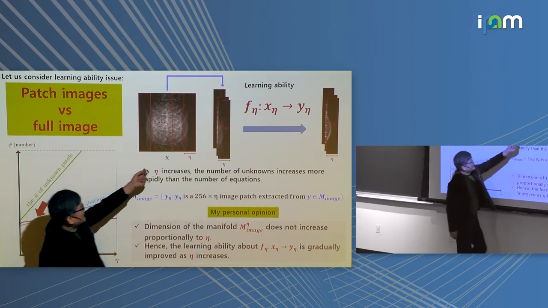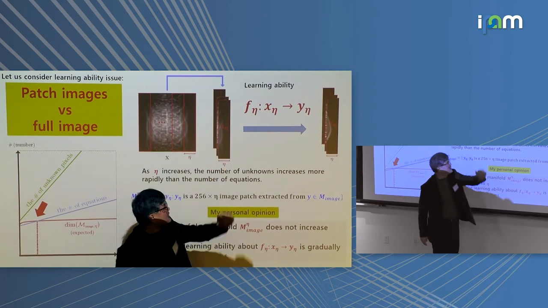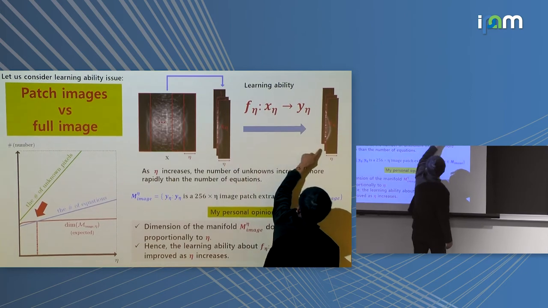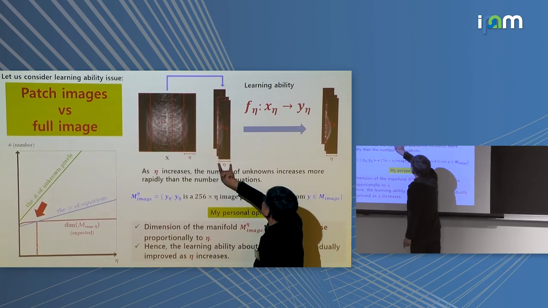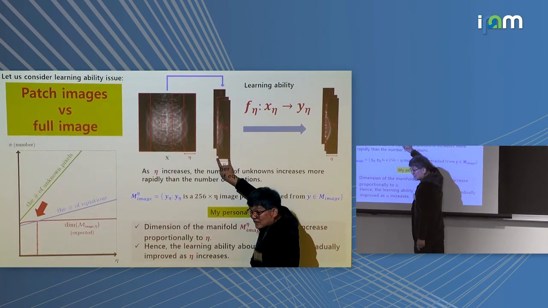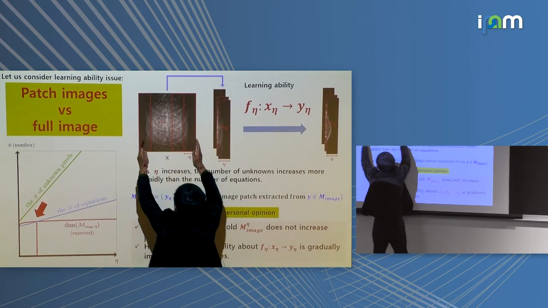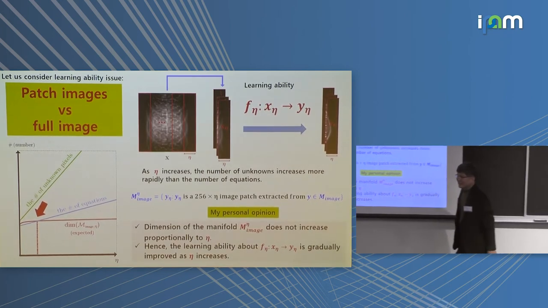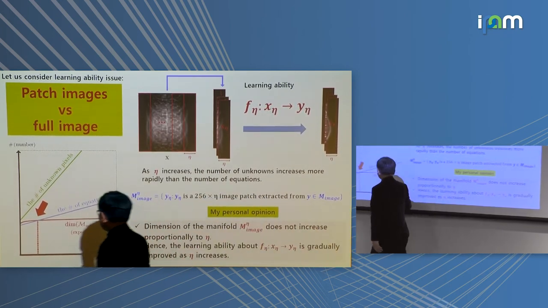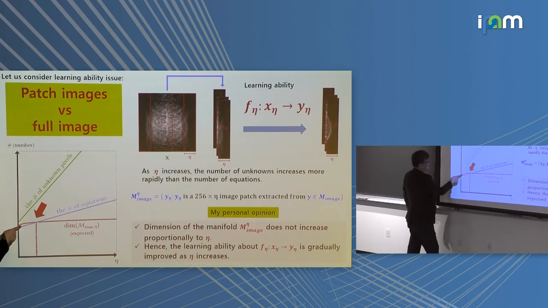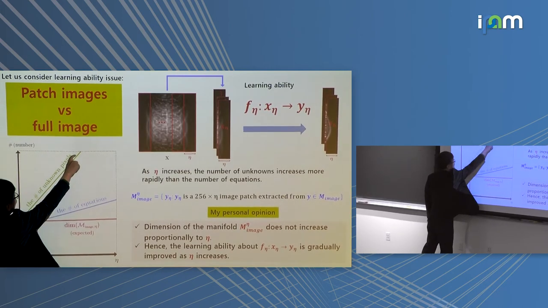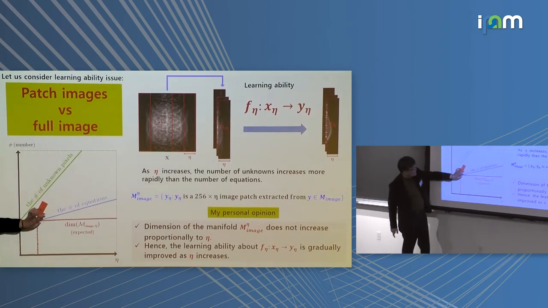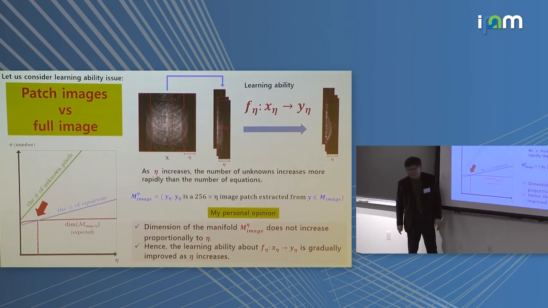Let us compare the learning ability: patch image versus full image. Actually, the method is the same. I tried to learn just the patch, where eta is the width of the image. Instead of learning the full image, what about learning this one? Here is the eta. The number of equations versus the number of unknowns: this gap is wider. So the meaning is that a small patch is better. But that is not true.